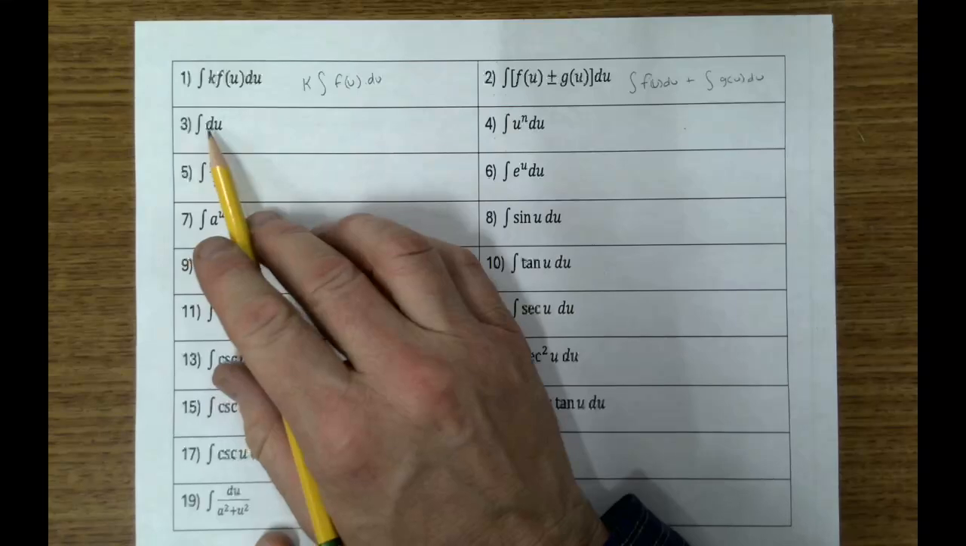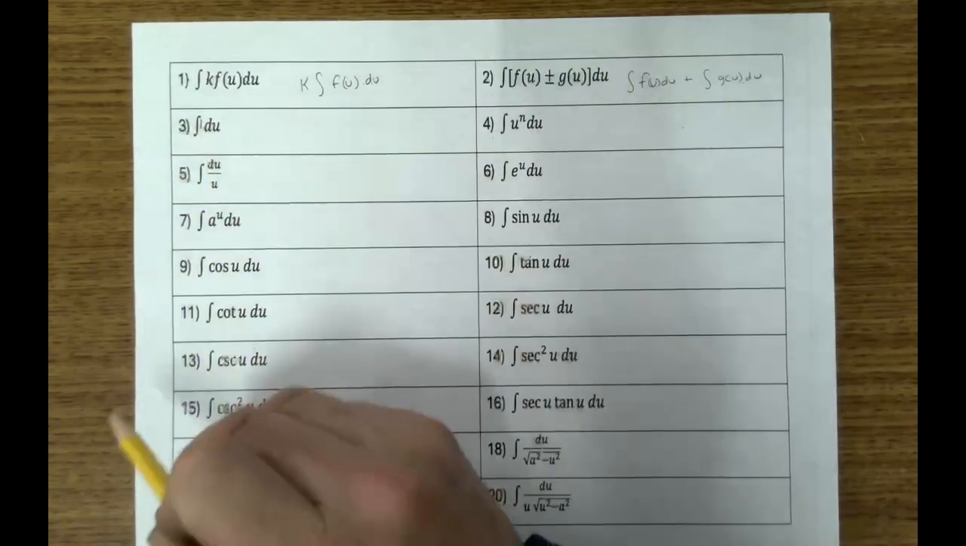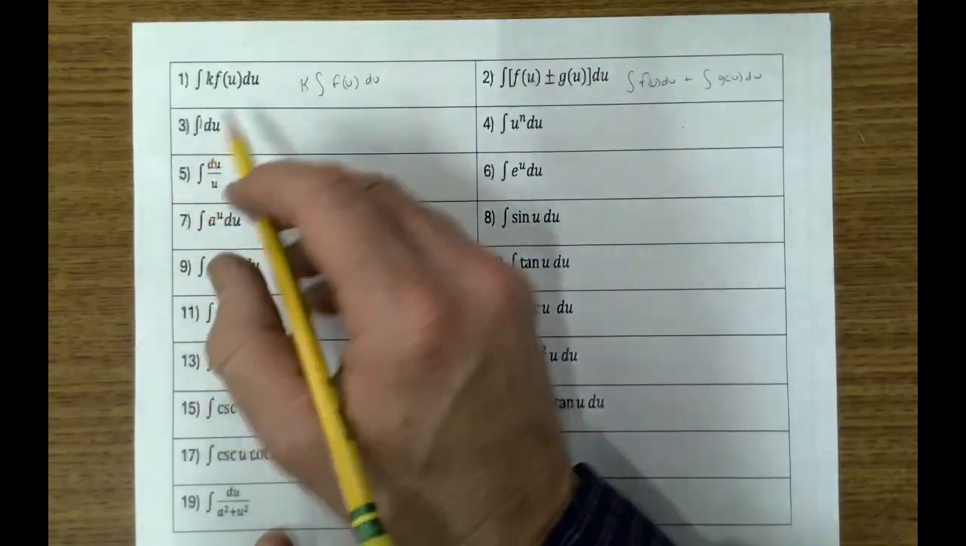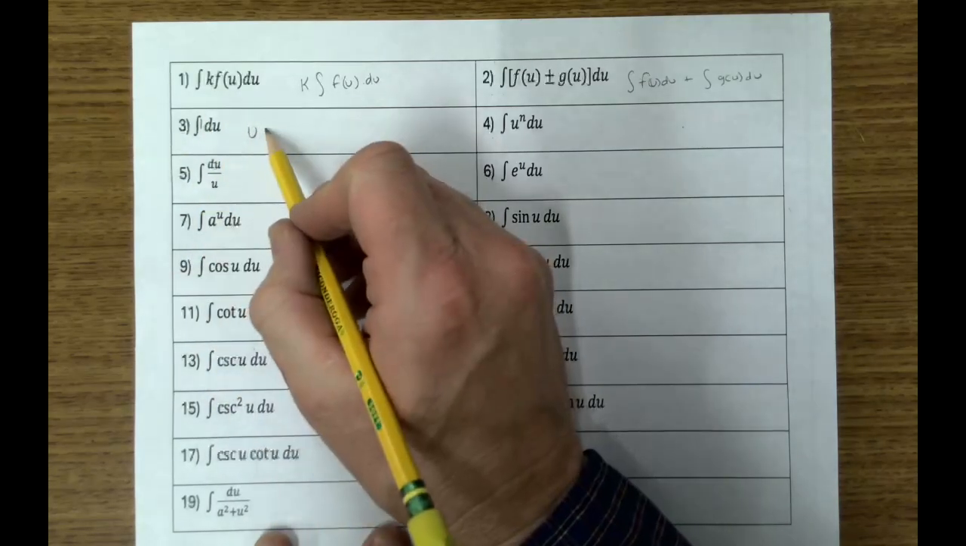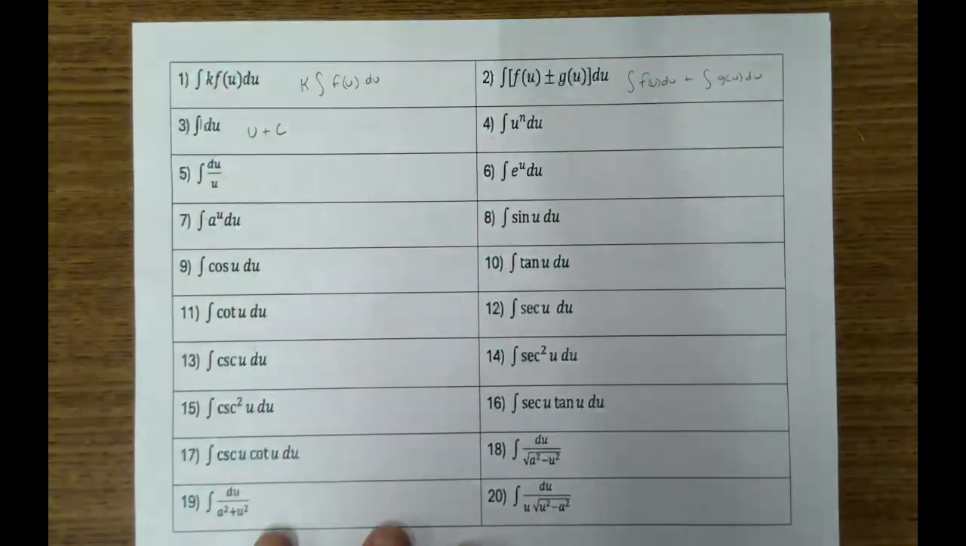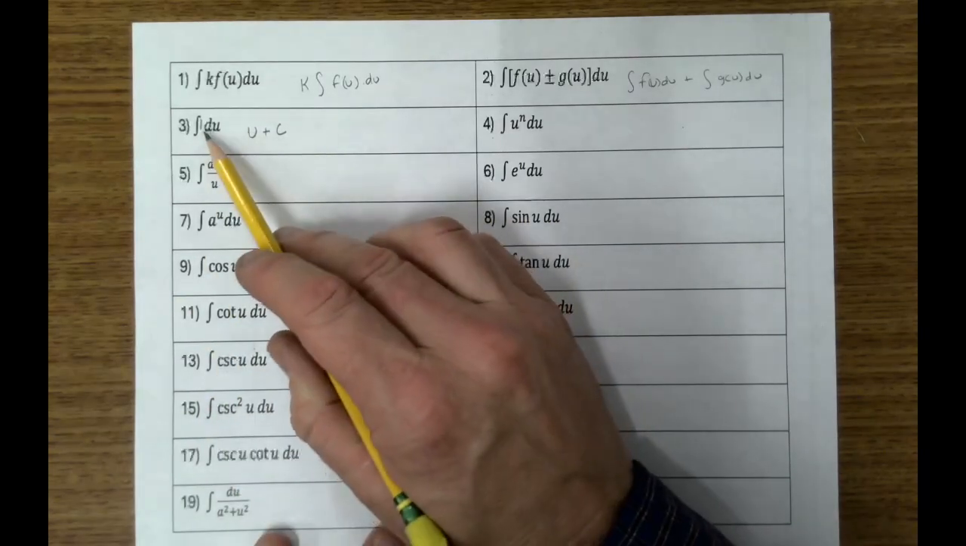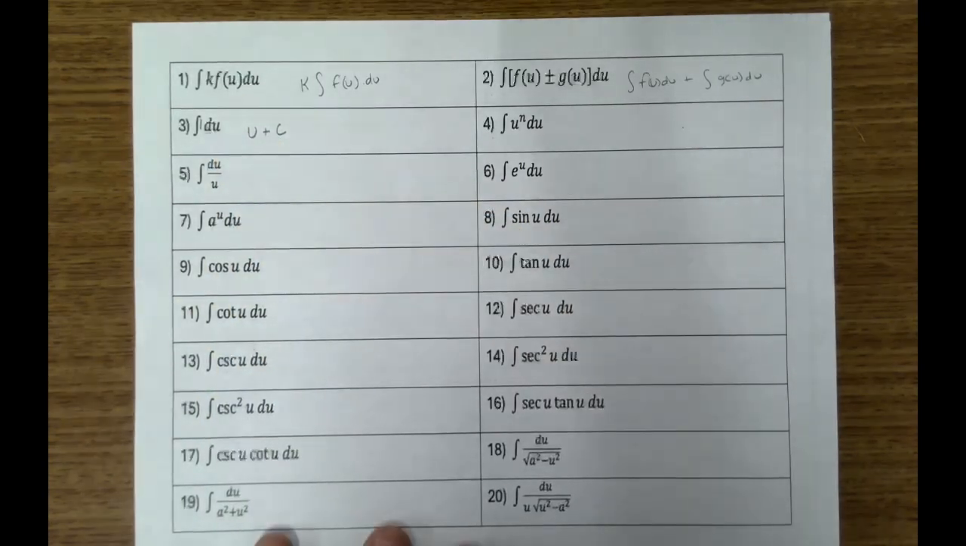If you're integrating just du, pretend that's a 1 there, and then you're integrating that, well, it goes back to u. But don't forget, now that we've done integration, we have to put the constant on there. And then always check everything with derivatives. The derivative of u is just 1, and the constant goes away.